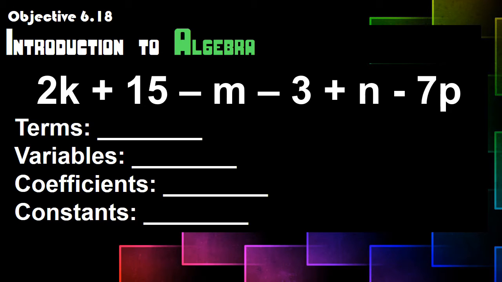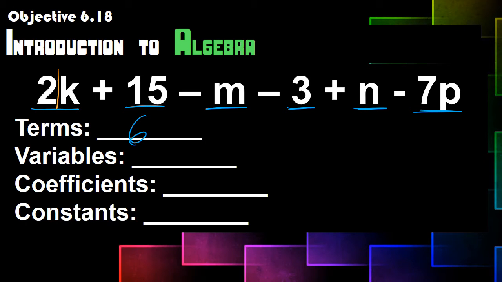Now let's take a look at this example. We have 2k plus 15 minus m minus 3 plus n minus 7p. Our first step is to identify all of the terms. We have 2k as our first term, 15 as our second term, m, negative 3, n, and negative 7p. So we have 1, 2, 3, 4, 5, 6 terms.